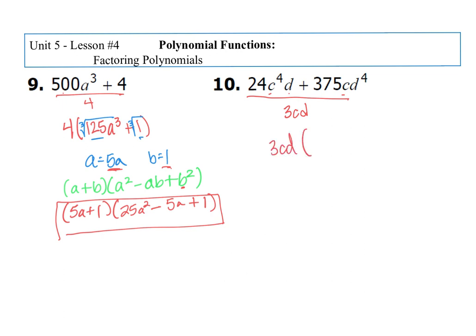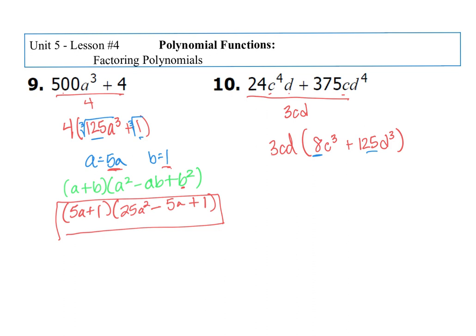So 3cd, and then 24 divided by 3 is 8. We lose 1c and 1d, so we're left with c cubed. And then plus 375 divided by 3 is 125. If we take out 1c and 1d, we are left with d cubed. Okay, good, I like this. 8 and 125 are both perfect cubes, and obviously my variables are cubed.